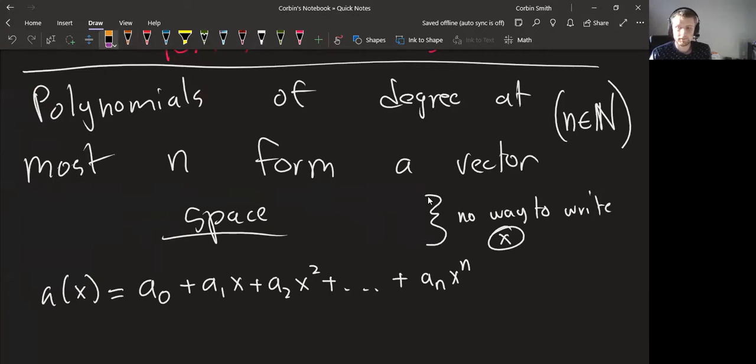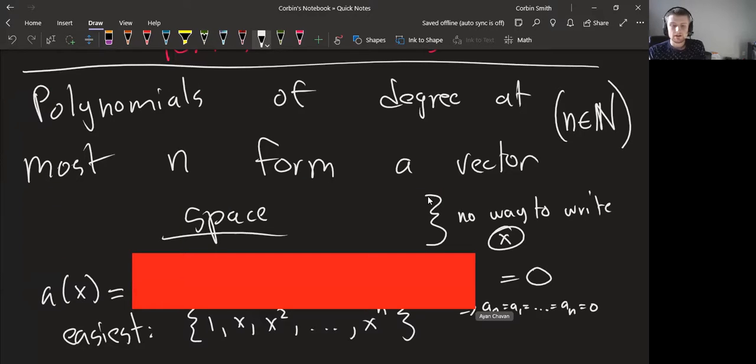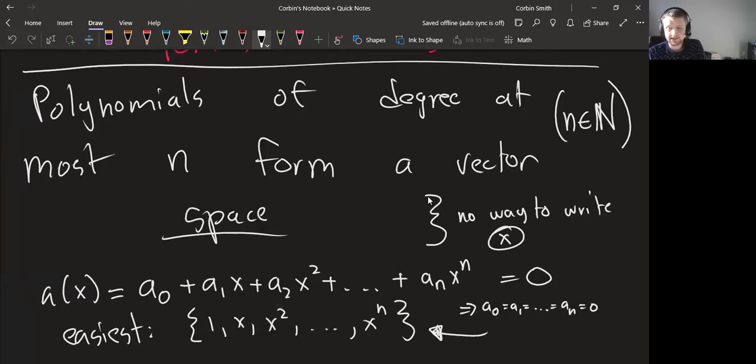Okay, wait. Let me try again. What's the easiest basis? X plus 1 and x minus 1. You're way overthinking it. 1, x, x squared, up to x to the n. If I set this equal to 0, what is the only solution to this equation? To do nothing. Yep, that implies that a0 equals a1 equals and so on; these coefficients are all 0. So what that tells us is that this is a basis.